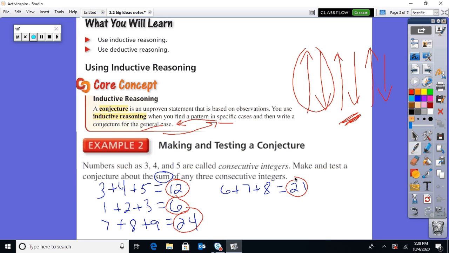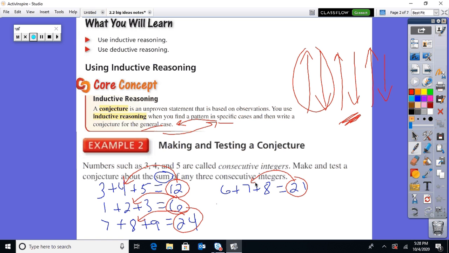So let's make a conjecture. Well, this one's kind of tough, but if I was thinking about this, 12 is just the middle number times 3. 6 is the middle number times 3. 24 is the middle number times 3. 21. Ooh, look at that. So all my examples keep giving me that same fact that whenever I'm adding consecutive integers, the sum is just the middle number times 3. So that would be my conjecture.